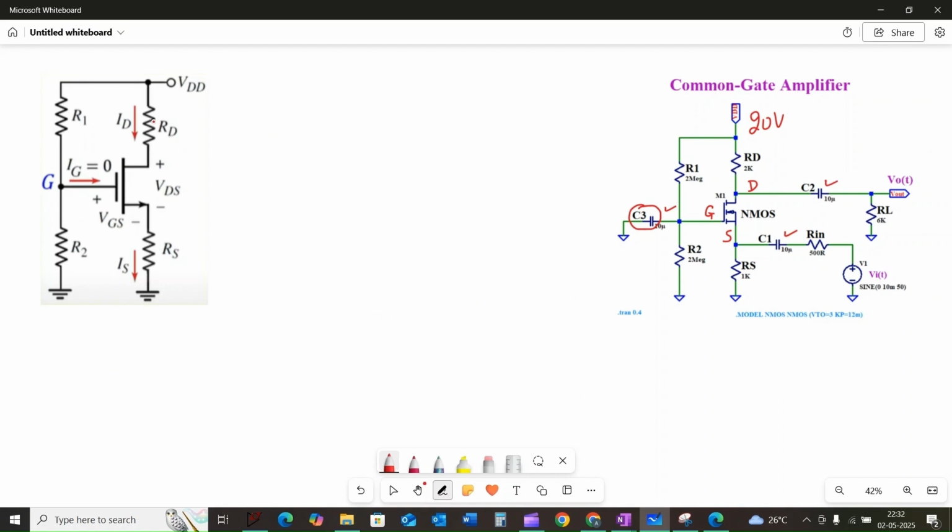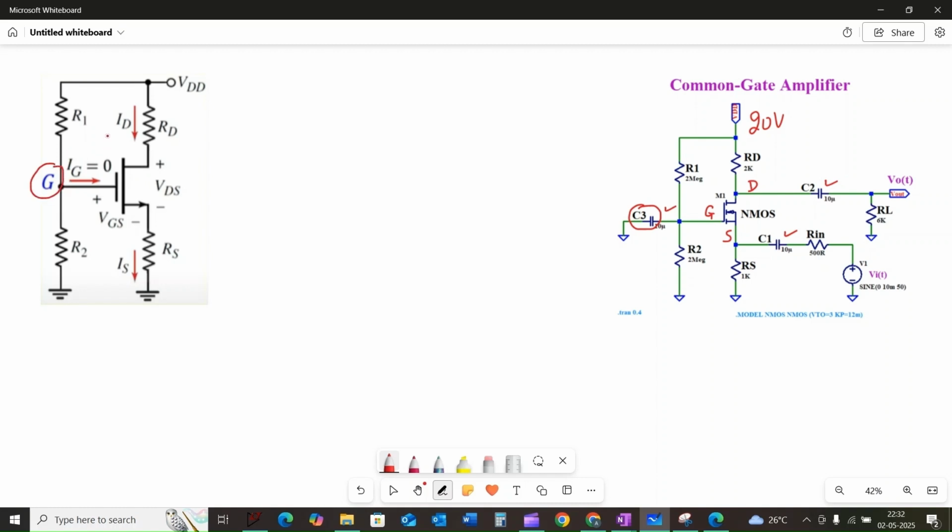Here the drain current is flowing in this direction. Similarly, the source current is flowing in this direction and the gate current is 0. Now we are left with the 4 resistors, VDD and the MOSFET. And we will call this node G for reference.